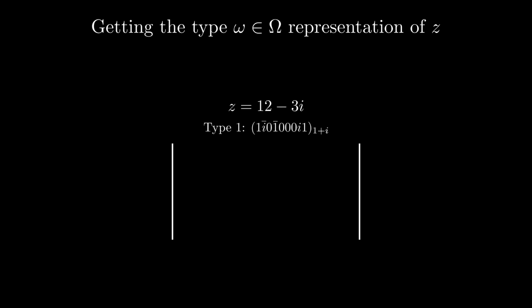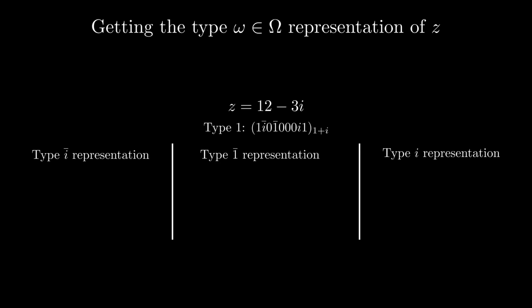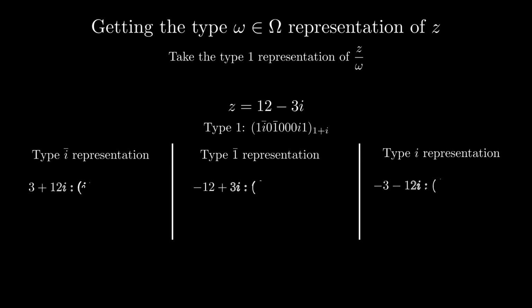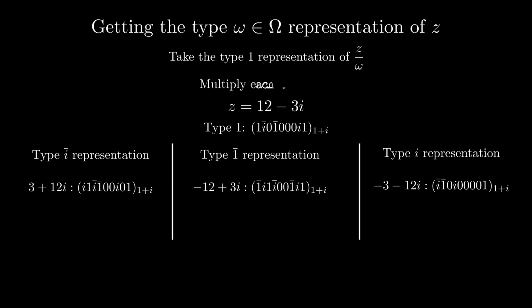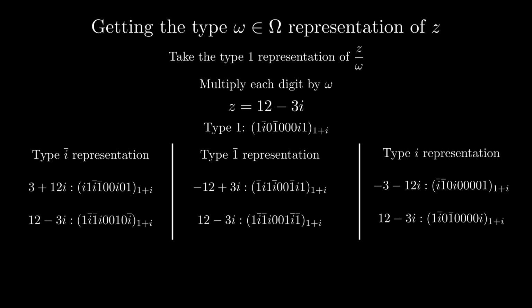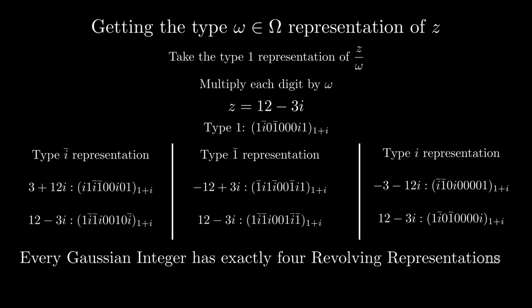You might have guessed how we can get the type omega representation of z. It's simply by taking the type 1 representation of z divided by omega, then multiplying each digit of the representation by omega. From this, we can harness a massive property. Every Gaussian integer has exactly 4 revolving representations, one of each type omega.